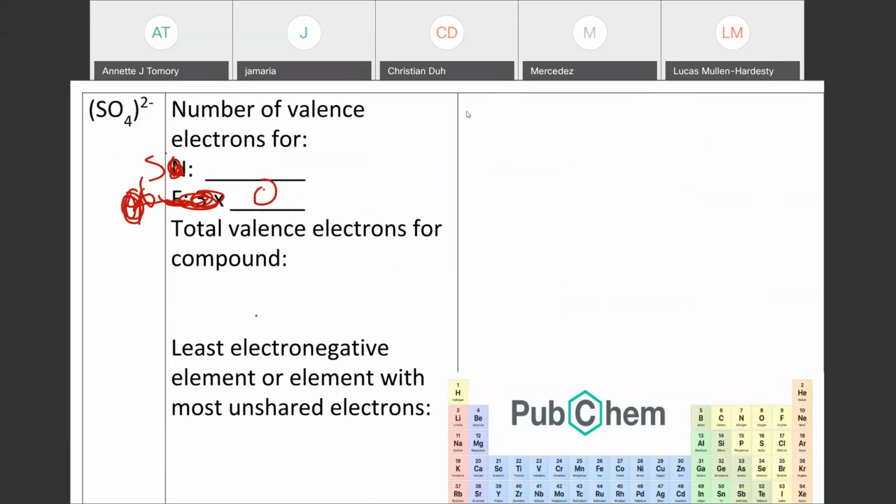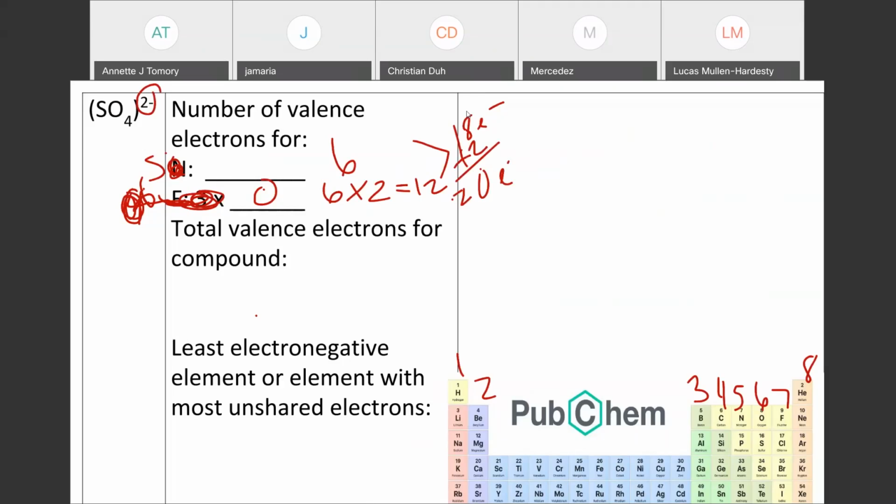All right. So sulfur, how many valence electrons do we have? 6. Okay, oxygen, how many do we have? 6. But we have 2 oxygen, so we actually have 12 there. How many do we have total? 18 electrons total. But then we have a -2. That -2 tells us to add 2 electrons, that's right. So we have 20 electrons we have to deal with.